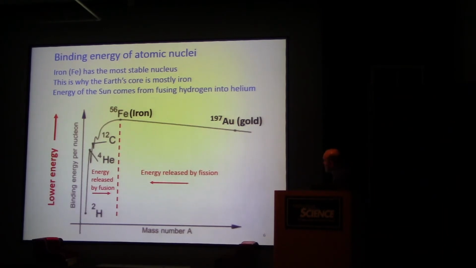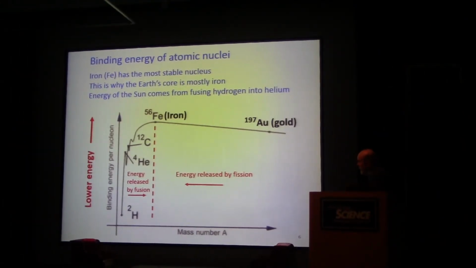So iron and elements near it like cobalt and nickel. Iron has the most stable atomic nucleus. It's the most strongly bound together. This is why the Earth's core is mostly iron, because a lot of nuclear processes in stars stop when they get to iron.